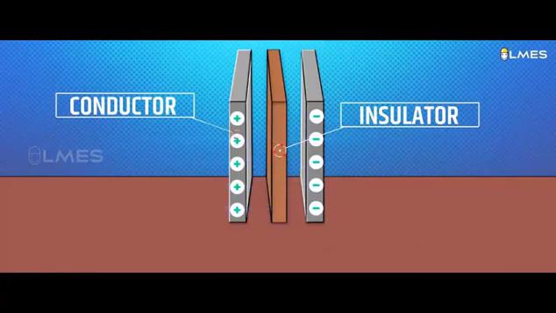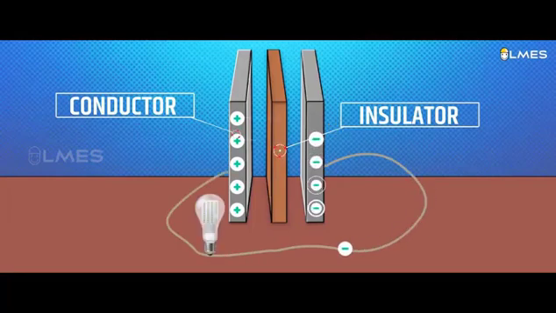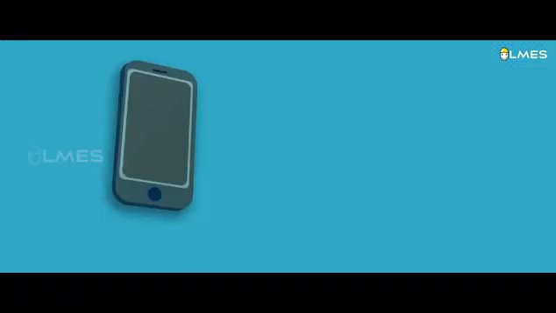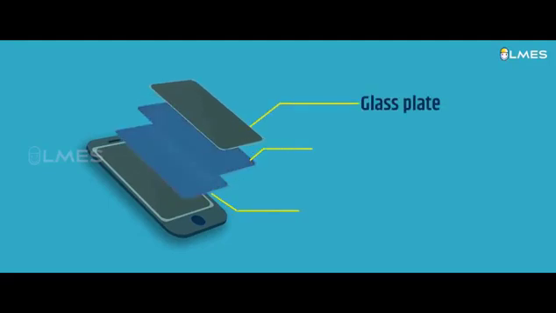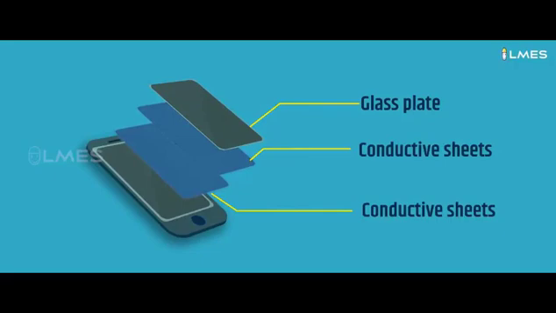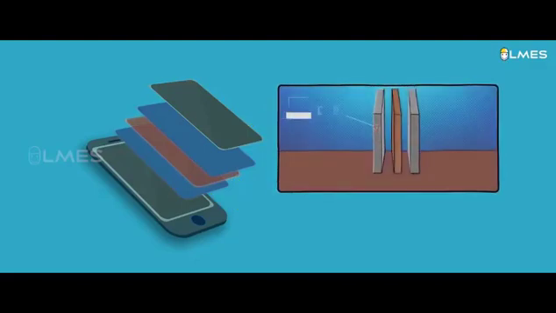If we connect the two plates to the bulb, what happens? The charges will flow and produce the current, and so the bulb will turn on. The mobile also works on the same simple principle. In this mobile, we have one glass plate, two conducting plates, and one insulating sheet between them. As we have seen in the capacitor, one insulator is between the two conducting plates. That we understand from the given diagram at the side.